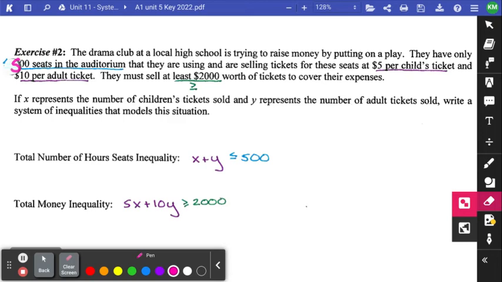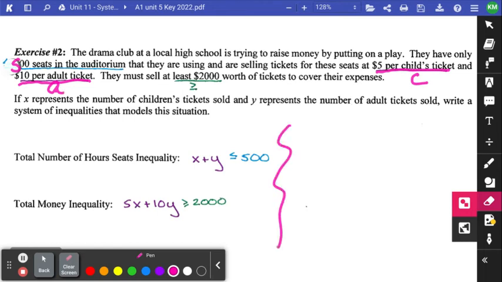And they are selling tickets for these seats, $5 per child. So when I see this, I automatically think 5C, and $10 per adult, 10A. They must sell at least $2,000 worth of tickets to cover their expenses. X is the number of children's tickets and Y is the number of adult tickets. So I automatically think C for child and A for adult. But what's going to happen is we're also going to have to graph this in the future. So it is easier to use X and Y.